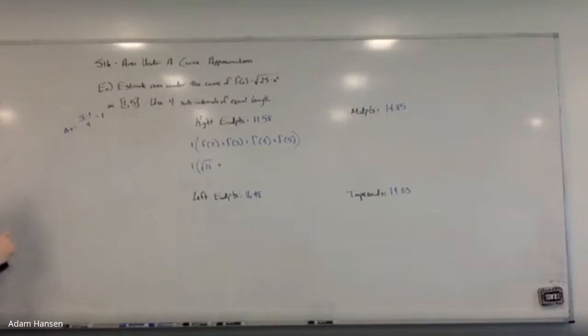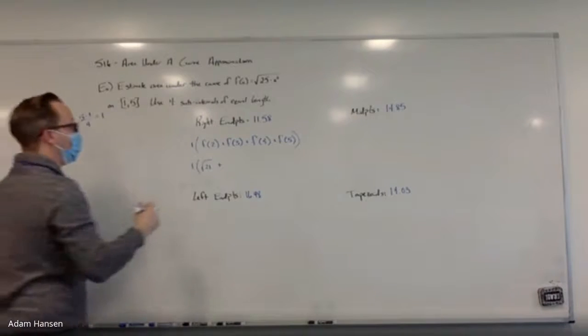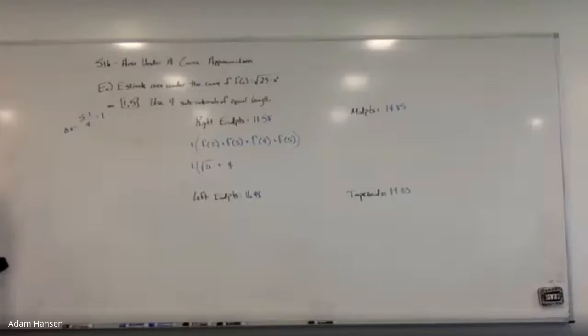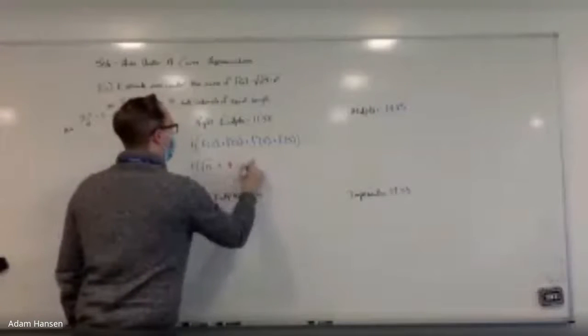f of 3 would be radical 25 minus 3 squared. That's 25 minus 9, which is 16. Square root of 16 is 4. f of 4 would be 25 minus 16, which is 9. Square root of 9 is 3.